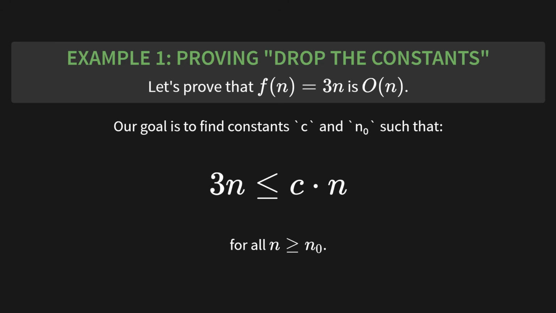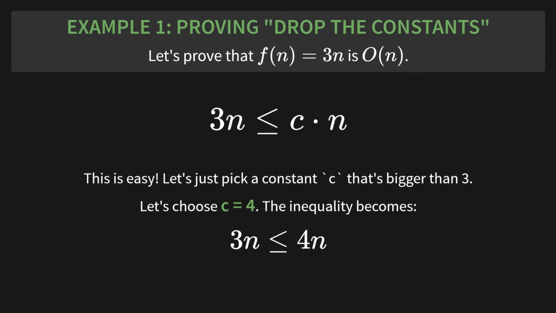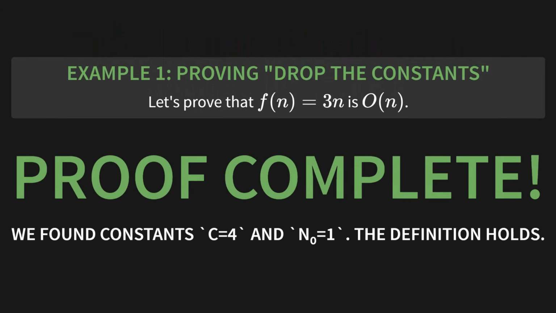Let's look at that inequality again. 3n is less than or equal to c times n. This is easy. Let's just pick a constant c that's bigger than 3. Let's choose c equals 4. The inequality becomes 3n is less than or equal to 4n. Now when is that true? Well, it's true for all n greater than or equal to 1. So we can just pick n0 equals 1. And that's it. Proof complete. We found constants c equals 4 and n0 equals 1. The definition holds. Now for example 2, proving keep the dominant term.